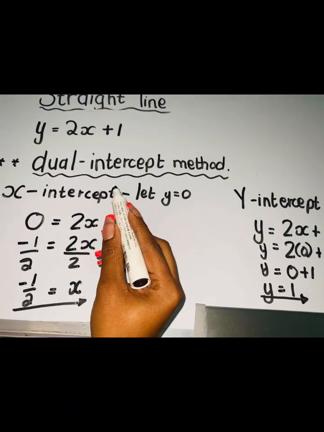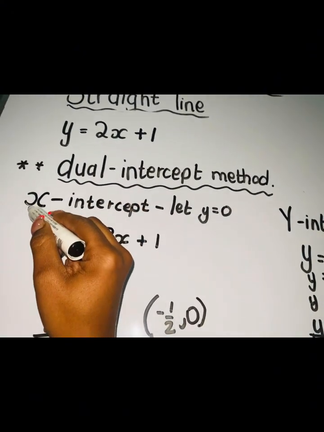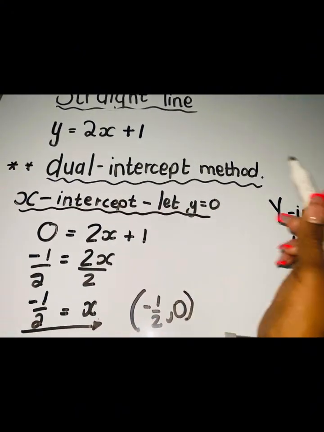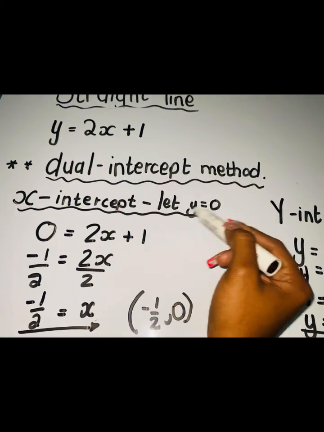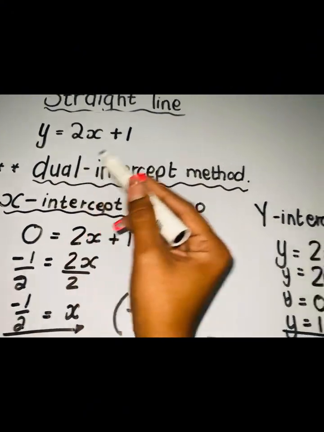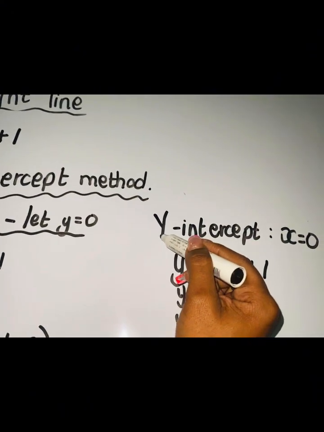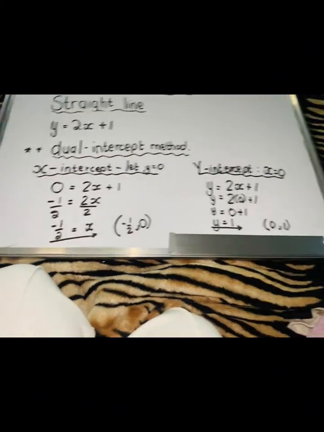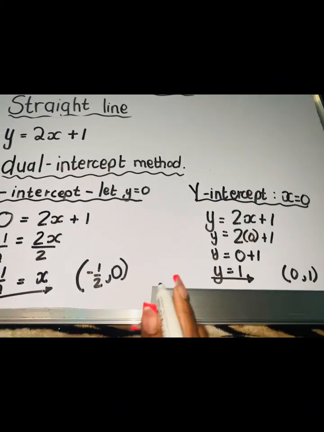You're going to use the dual intercept method. You're going to perform the process of letting y equal 0 to find the x-intercept, and letting x equal 0 to find the y-intercept. This is how you do it. Now we're going to plot it.